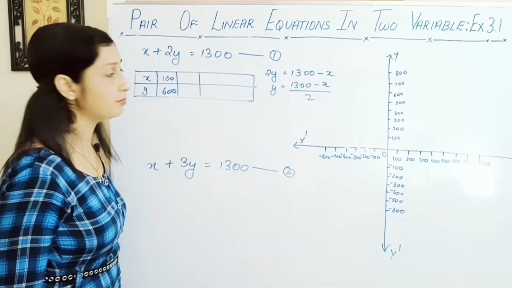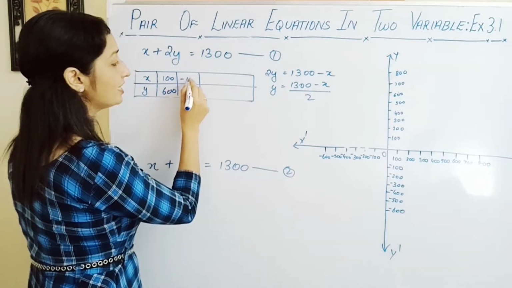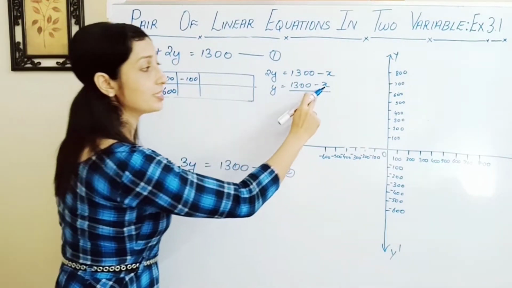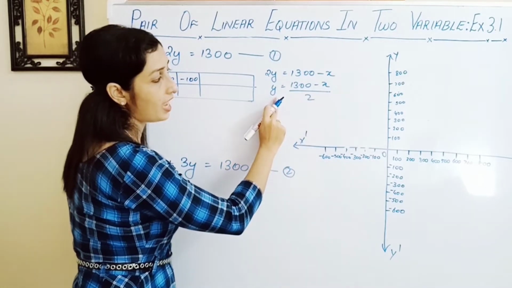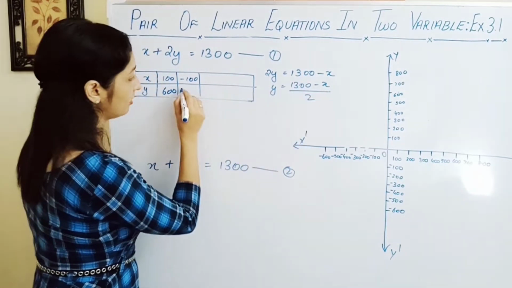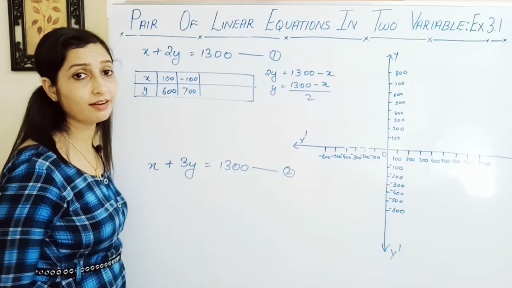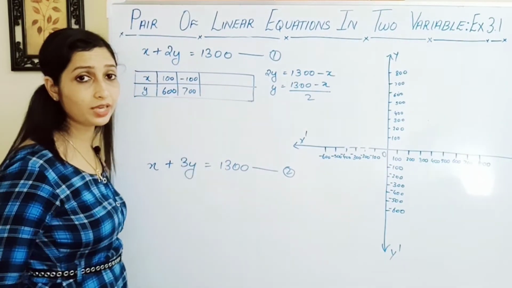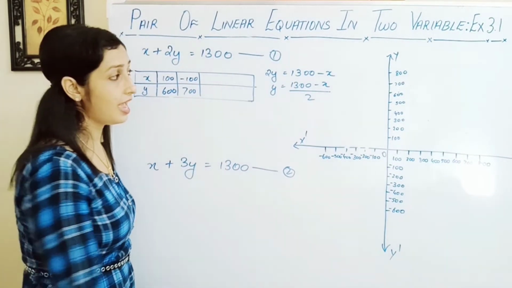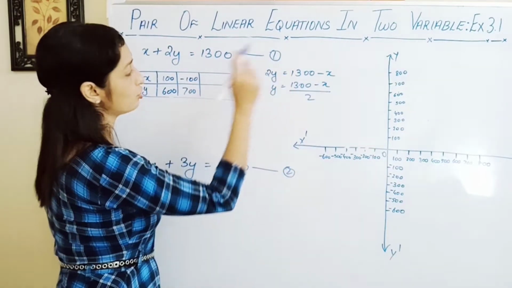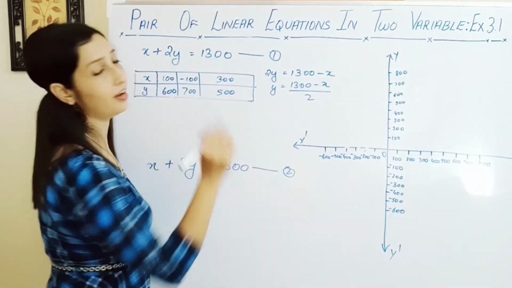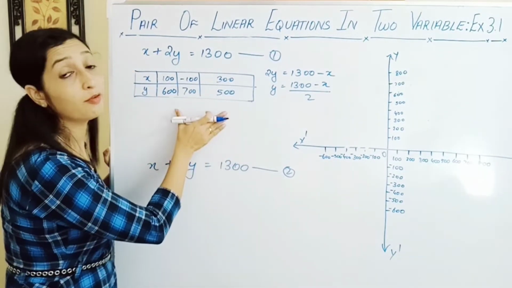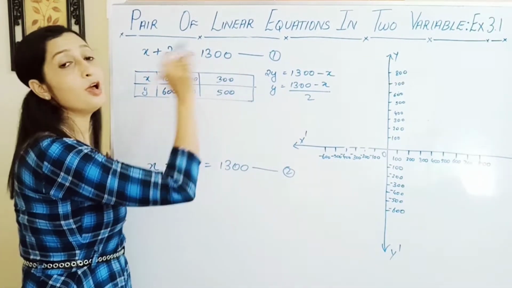Now next I am taking the value minus 100. Then when I substitute minus 100 in terms of x, I get the value of y as 700. So I get here 700. Now next what value can I take? I take x as 300. So I get y as 500. So now I have derived the solution set for the first equation.